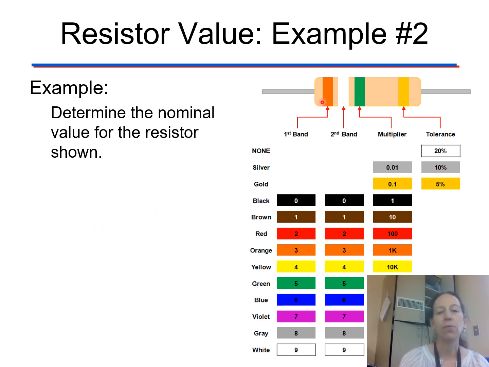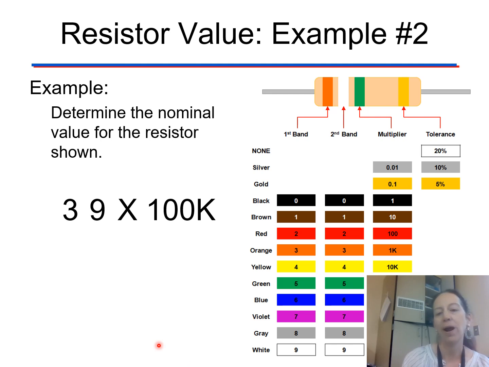Example 2. So we have orange, white, and green. Orange corresponds to the 3. White will be down here, and that'll still correspond to a 9. And then the green as the multiplier is covered up by my head, but you can probably figure out what it is because we're going from 100 to 1K to 10K to 100K.